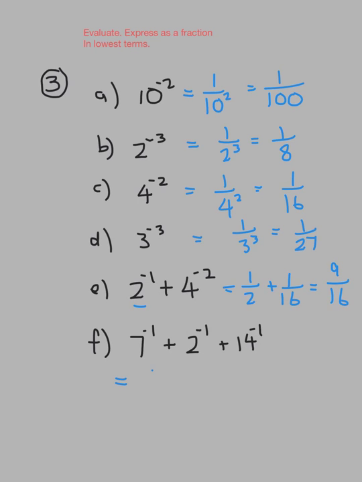On the bottom here, 7 to the negative 1 is 1 over 7 to the 1, or 1 over 7. 2 to the negative 1 is 1 over 2, and 14 to the negative 1 is 1 over 14. Common denominator is 14. If we look at this one, that's 2 over 14. If we look at this one, that's 7 over 14, and then 1 over 14 is 1. So your final answer is 10 over 14, and that will reduce to 5 over 7.